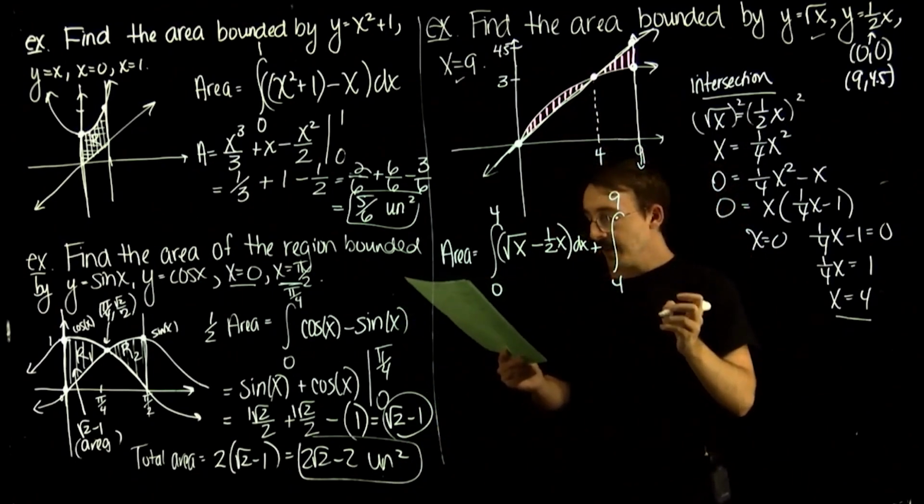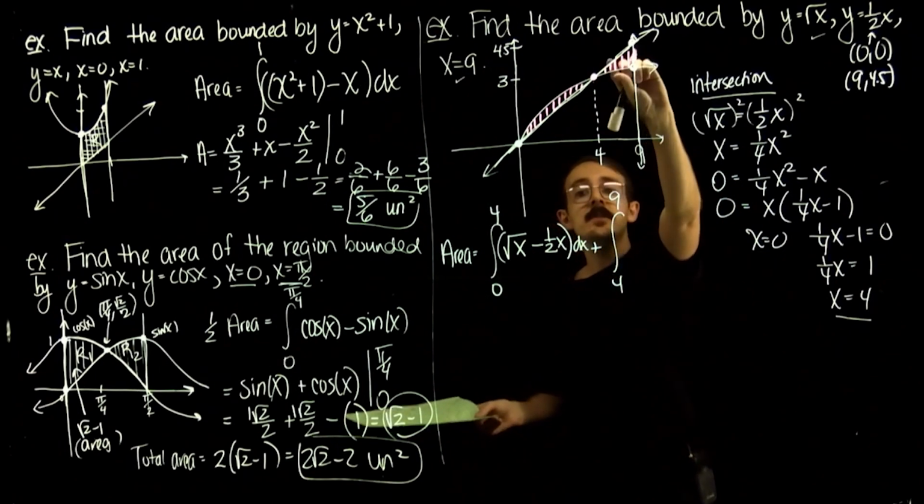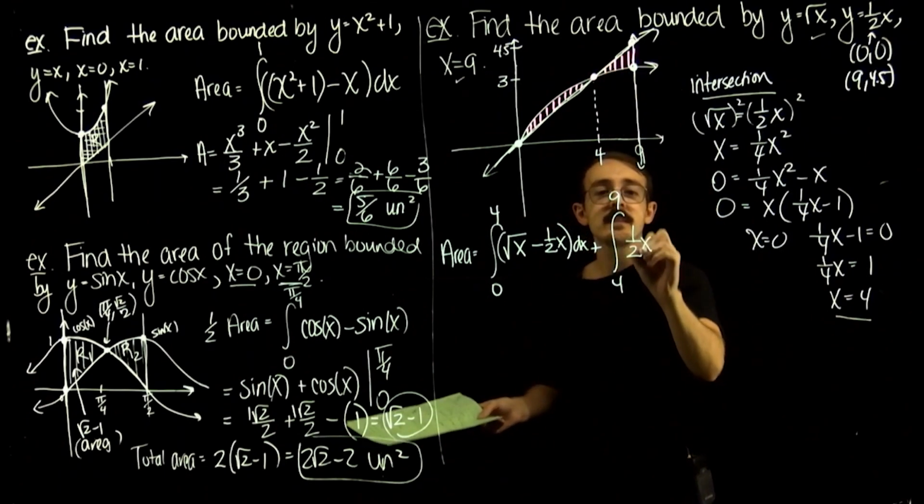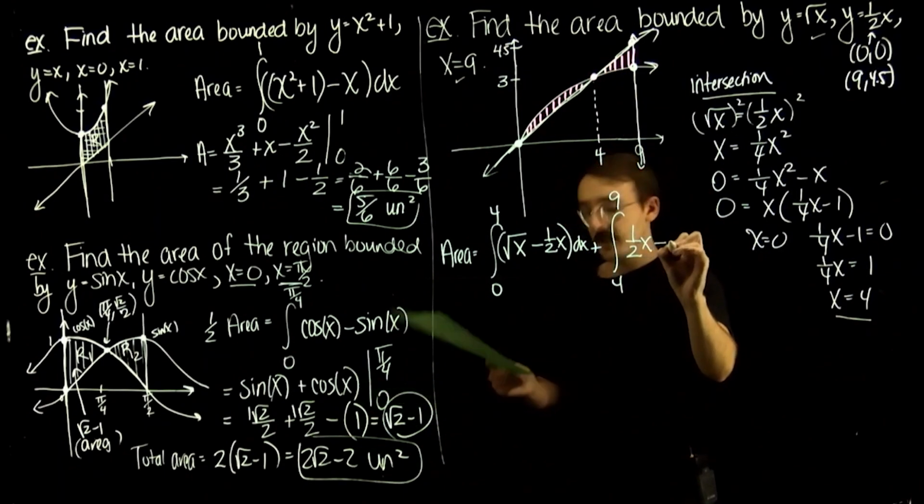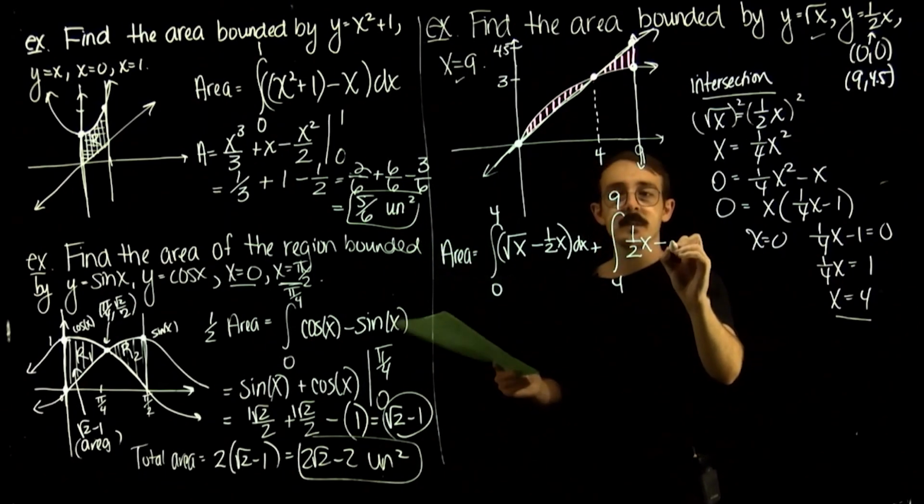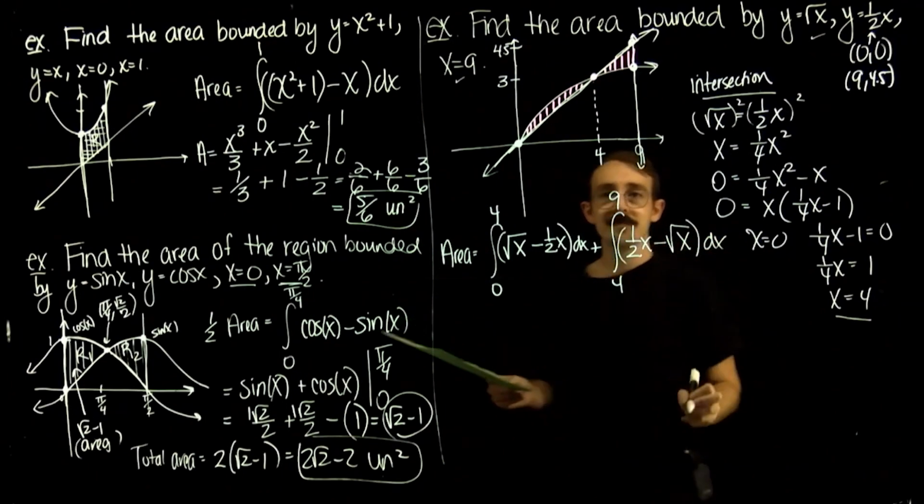And then I'm going to add on to that the next one, which now you just switch their spots. So the line's the one on top, so it's 1/2 x, and then minus the radical x, which is the one that's beneath this time. So this is going to be radical x dx.